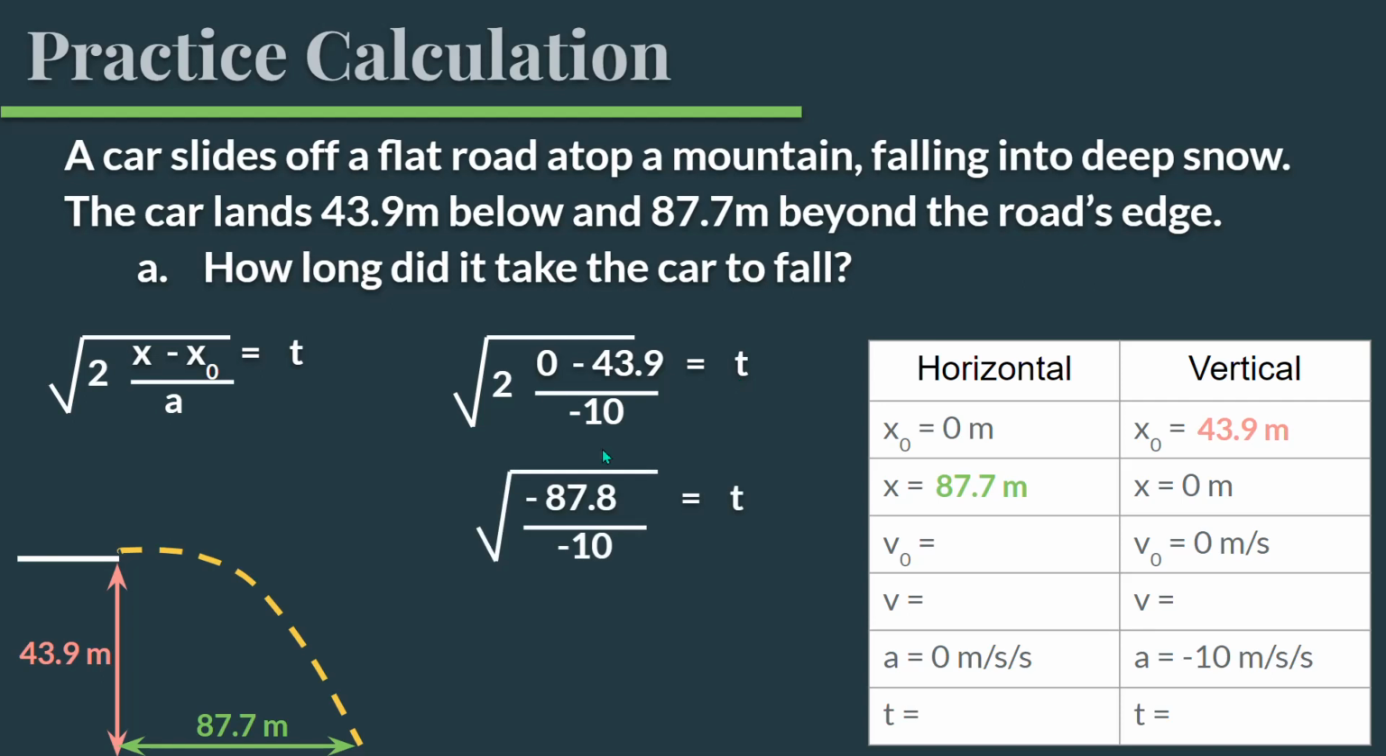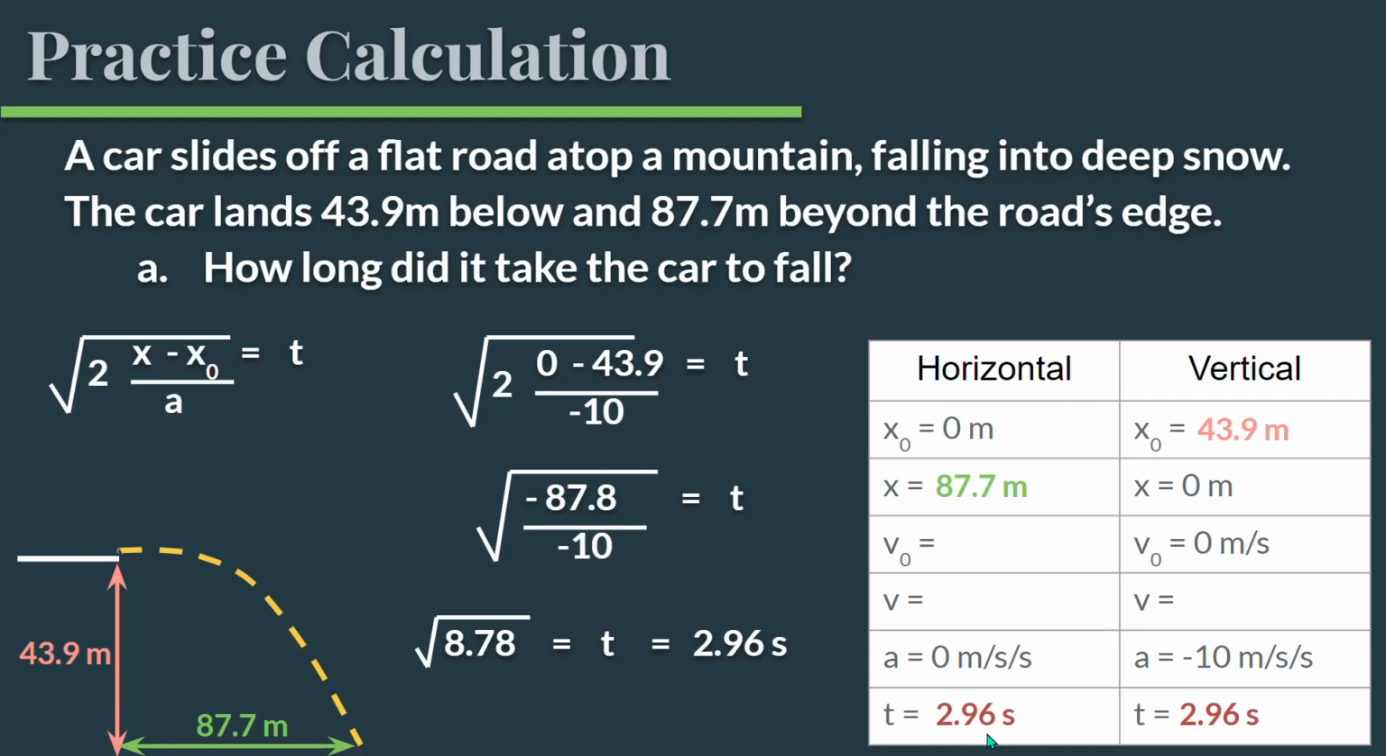This becomes 2 times negative 43.9. 2 times that number is negative 87.8 divided by 10, which is, of course, the square root of 8.78. My negative went away. That's a good thing. And I can take the square root of that number to get my time as 2.96 seconds. Does anybody have a question? I saw at least one of you got it right. Questions about this?